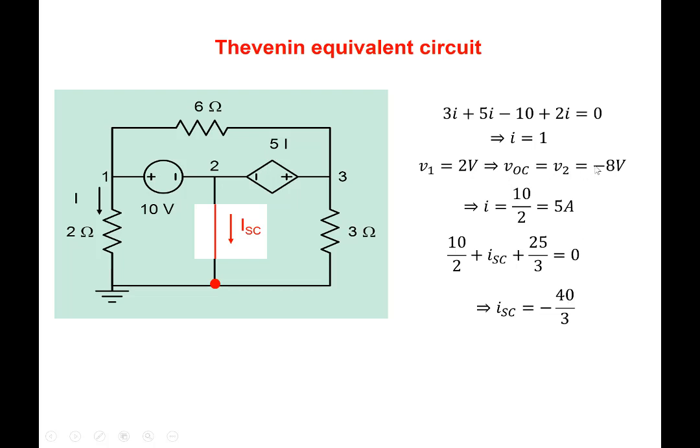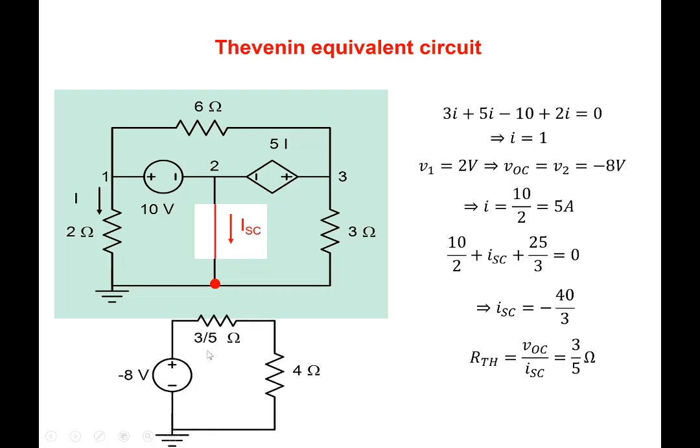So we have found out open circuit voltage and we have found out short circuit current. We can take the ratio of the two and we get the Thevenin's resistance, which is 3 by 5 ohm. So now between these two terminals we can build the Thevenin's equivalent circuit. This is the Thevenin's voltage, minus 8 volt. This is 3 by 5 ohms. And so this is the whole circuit here.